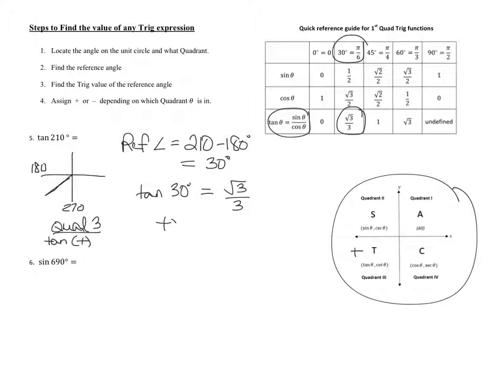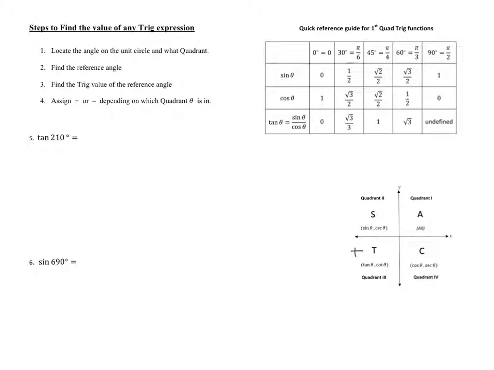And now we can say the tangent of 210 degrees is square root of 3 over 3. And since quadrant 3 is positive, we know the tangent is positive. That's our answer. Okay, let's look at number 6, the sine of 690.